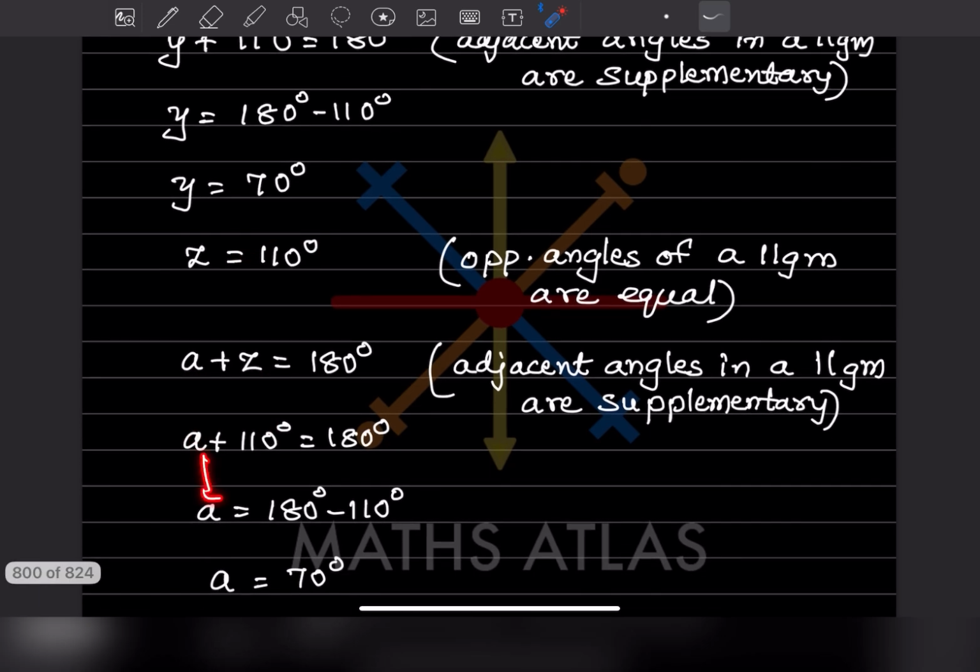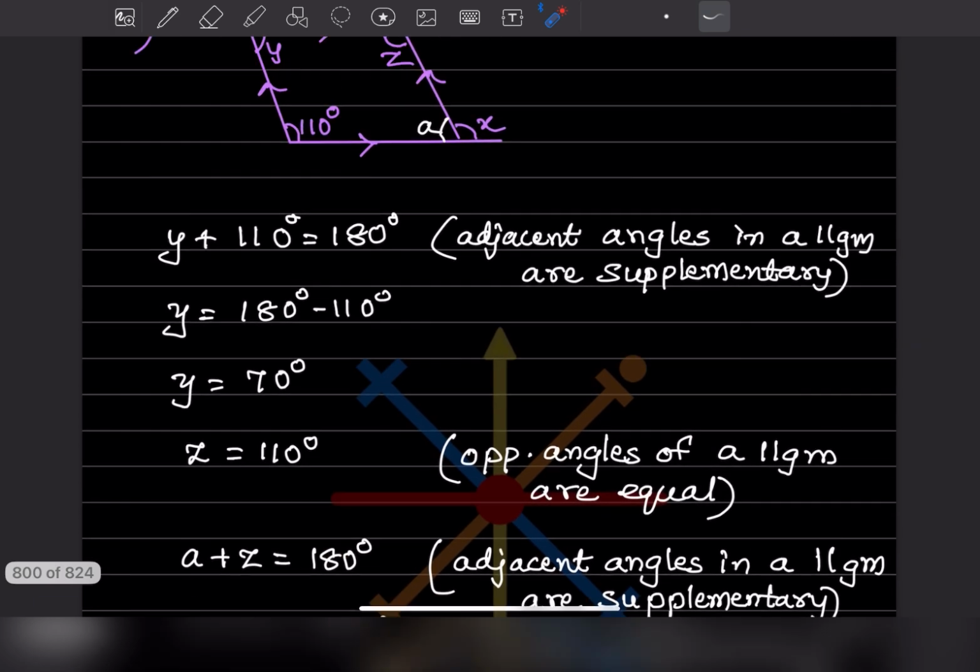So a is going to be 180, this 110 will go this side, so a is going to be 70. So you got this as 70.